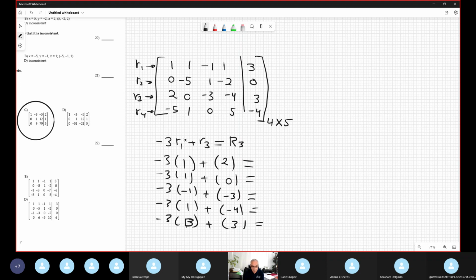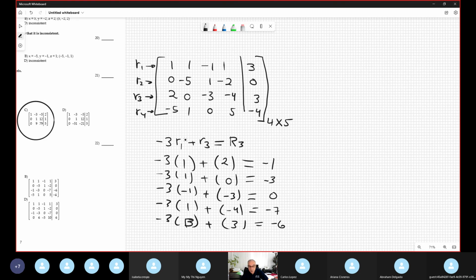Okay, negative 3 plus 2 is negative 1. And negative 3 plus 0 is negative 3. And positive 3, because negative 3 times negative 1 is positive 3, plus negative 3 is 0. And this is negative 3 and negative 4, which is negative 7. And finally, negative 9 plus 3 is negative 6.